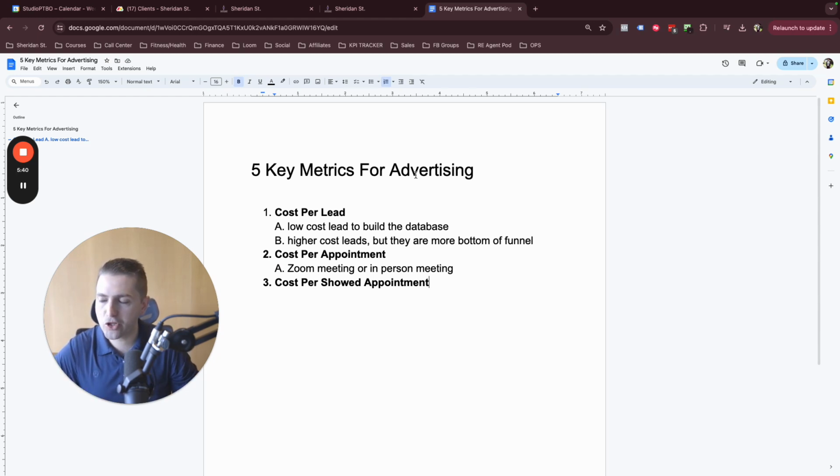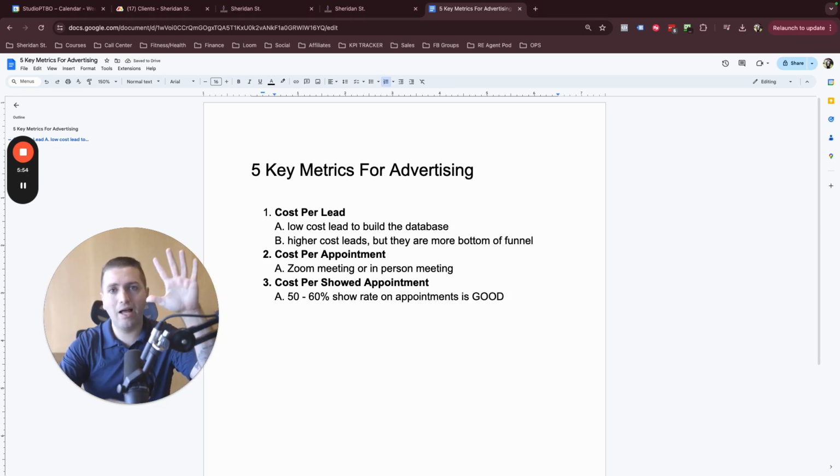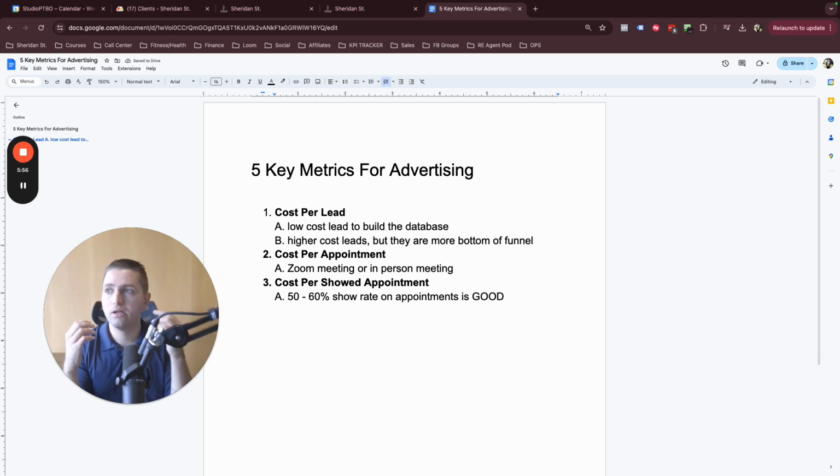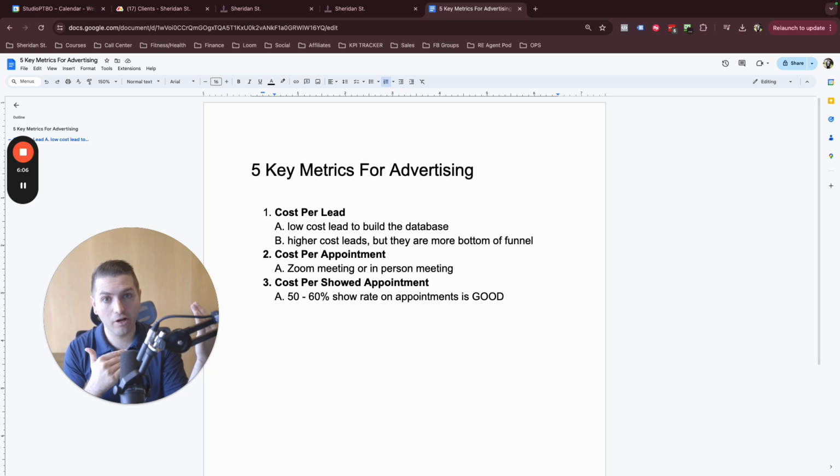Now, cost per showed appointment, some things we need to consider here. The first thing is, a 50 to 60% show rate on appointments is good. I think just setting expectation around the industry standard, if an ISA is setting an appointment, if you have a 50% show rate, that's actually really good. 60% is great. There's different things that you can do that we chat about inside the 7-figure appointment playbook.